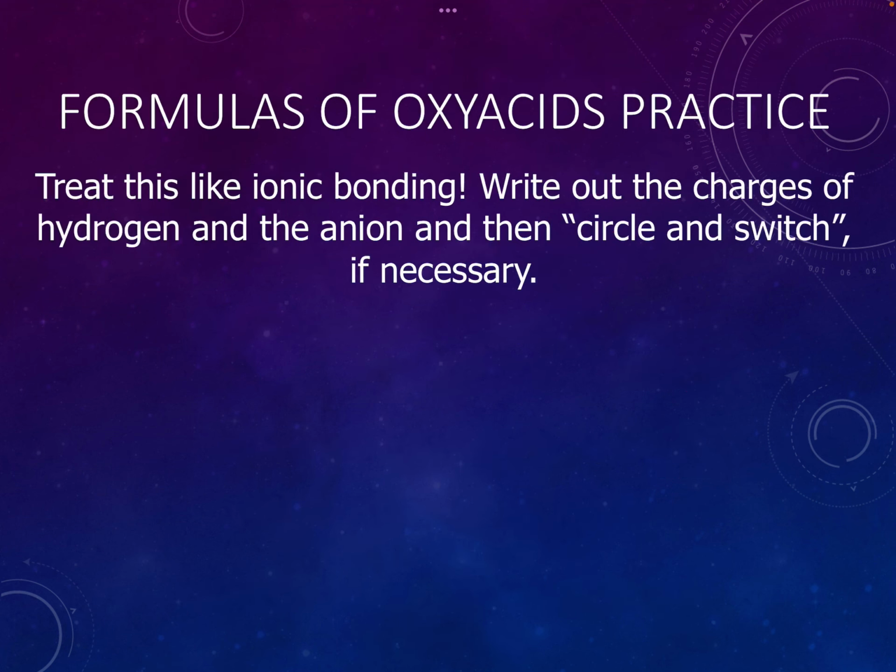And then, lastly, writing the formula for these oxyacids is, again, we're going to treat them like ionic compounds. We are going to write out the ions, circle and switch. Remember, our cation is always going to be hydrogen because these are acids. So, like this one, phosphoric acid. Do you see this is an ic acid? That means it came from an ate polyatomic ion. So phosphoric acid came from phosphate, PO4 3-.